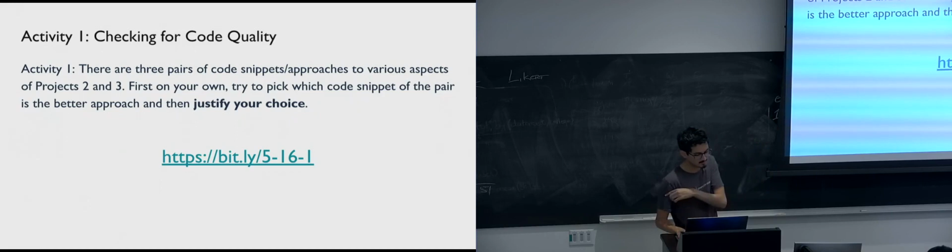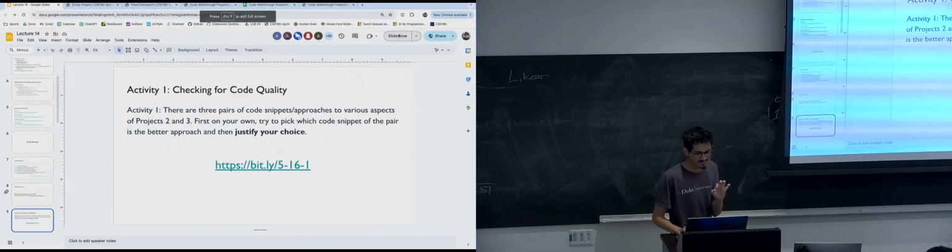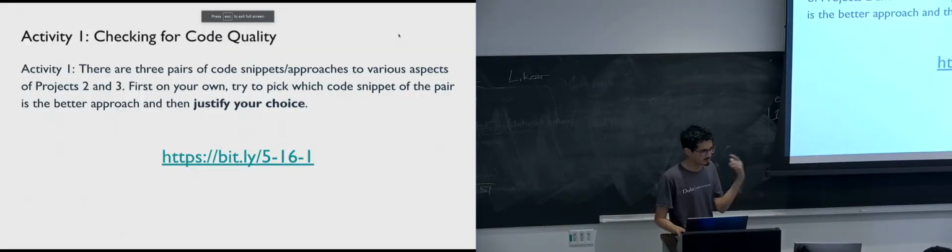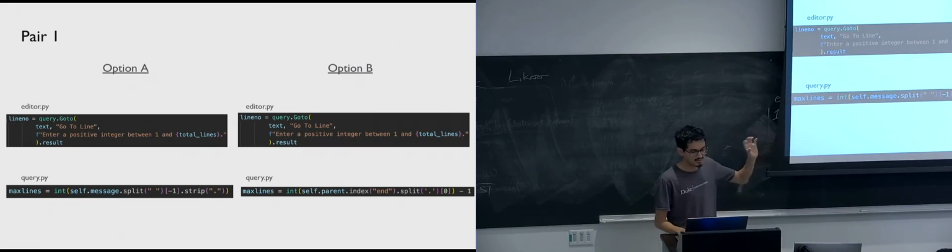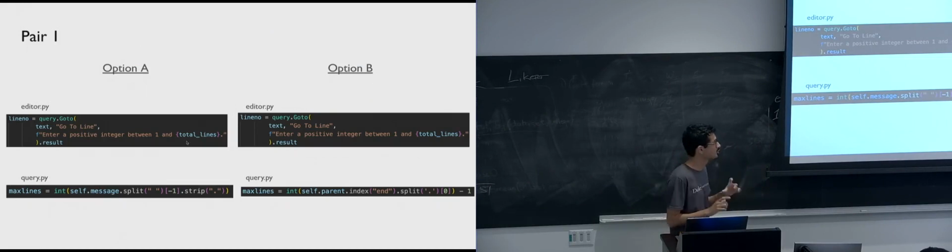So you'll go to this bit.ly here, and let me quickly explain what's happening. It's hard to present it all on my screen, so I do recommend going to the website and opening up the slides on your end as well. There are going to be 3 pairs of code snippets, okay? There'll be option A and option B in each of these pairs, and there are just 2 different approaches for part of the project, okay? This first one is in Project 2, and you can see the code snippet in editor and the code snippet in query, okay? And you can see that there's a difference, especially in the query.py here.